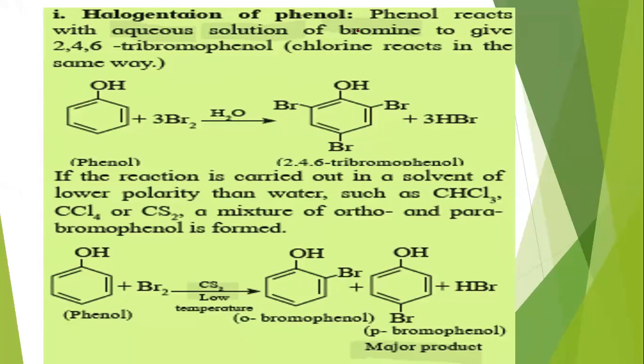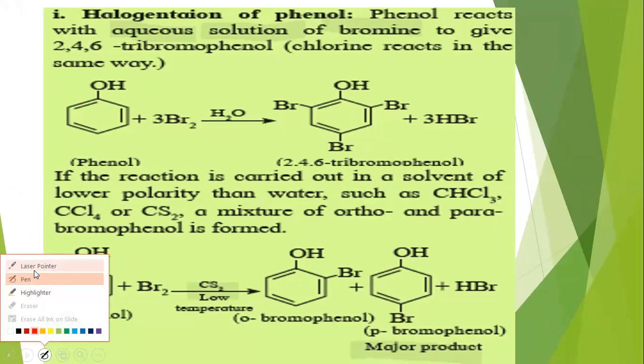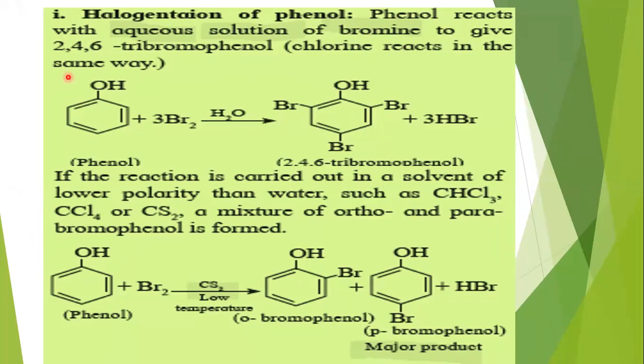Halogenation of phenol. Phenol reacts with an aqueous solution of bromine to give 2,4,6 tribromophenol. Chlorine reacts in the same way, bromine or chlorine.